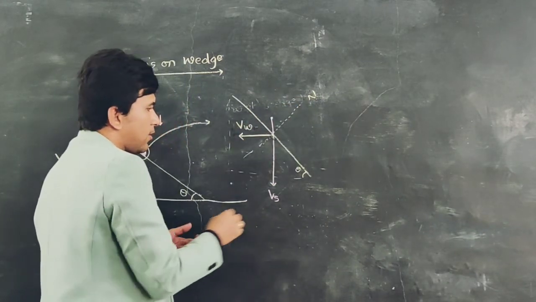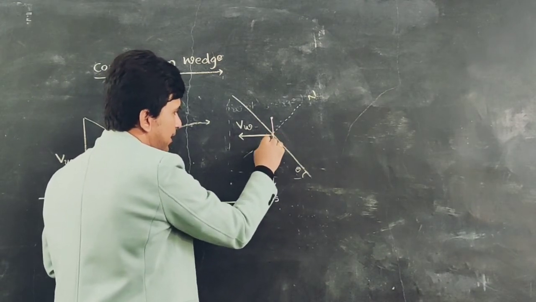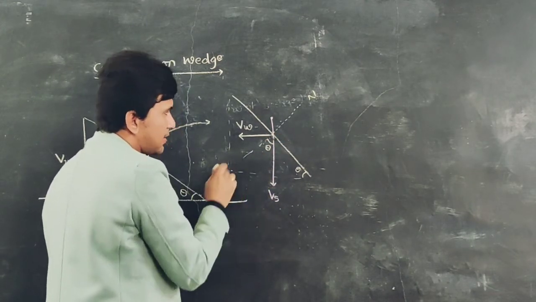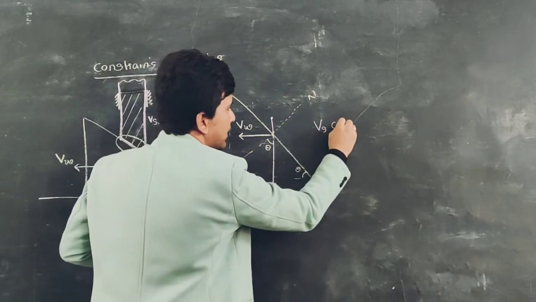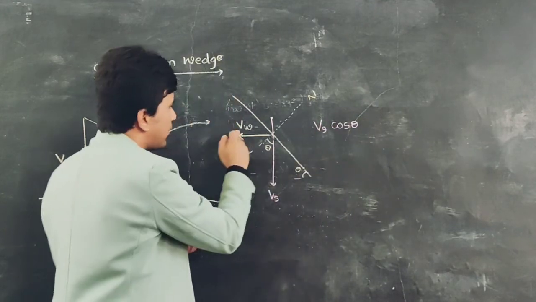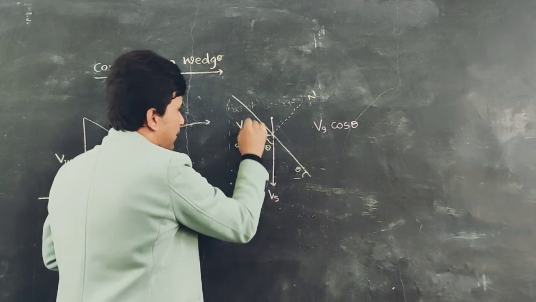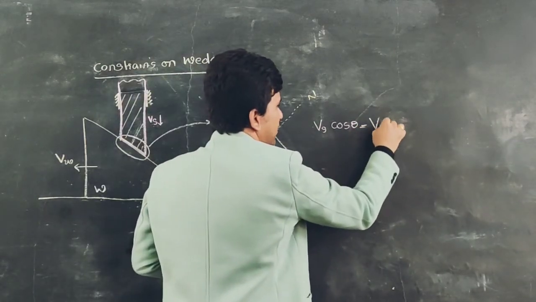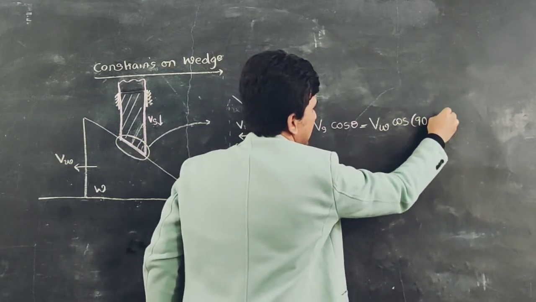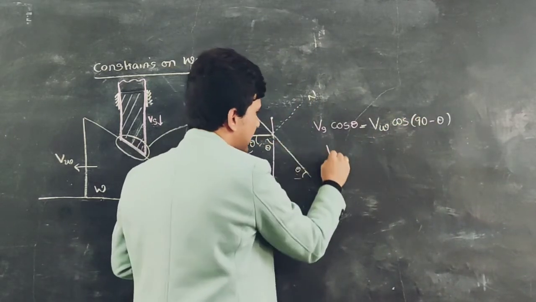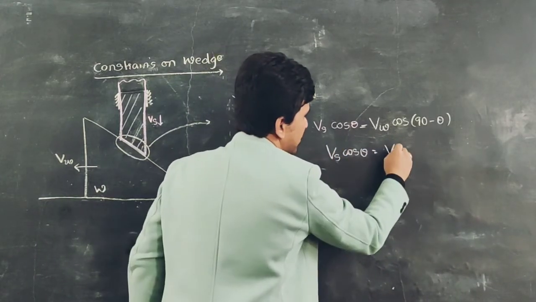So if you get that logic, if this angle is theta, this is 90 minus theta, again this angle will be theta. So now you resolve this one, Vs cos theta, slider velocity into cos theta should be equal to the velocity of the wedge into cos 90 minus theta. Here you can find the relation. Velocity of the slider into cos theta should be equal to velocity of the wedge into sin theta.